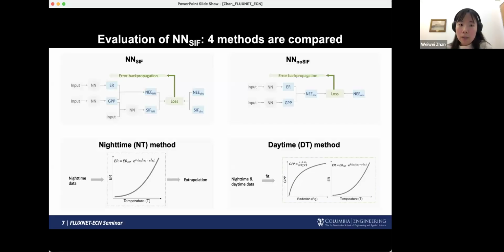Compare our method with the other three partitioning methods. So first, we want to get an idea of the performance of our model with and without the SIF constraint. So here we use another method, no SIF. Basically, it has the same structure as SIF, except that it does not have the SIF subnetwork. And then we also compare our method with the conventional nighttime method and daytime method.